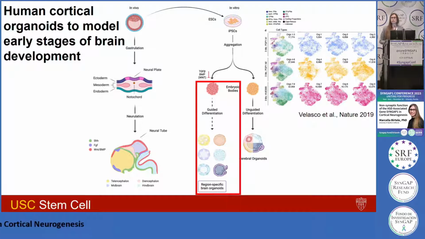And this is really important in the context of modeling NDDs, especially because in the human cortex we have specific cell types, such as the outer radial glia, that are not present in rodent models or other animal models. And here you also see a single cell sequencing analysis from different batches of differentiation for these organoids. And you can see that there is a highly homogeneous generation of the different cell types.